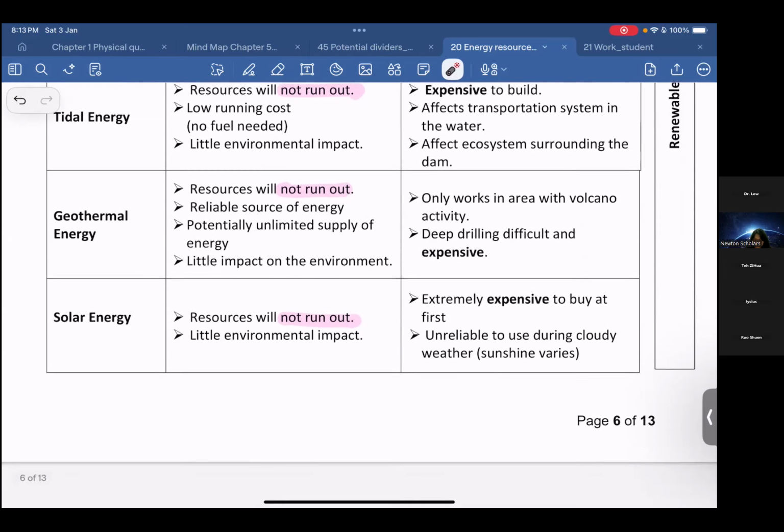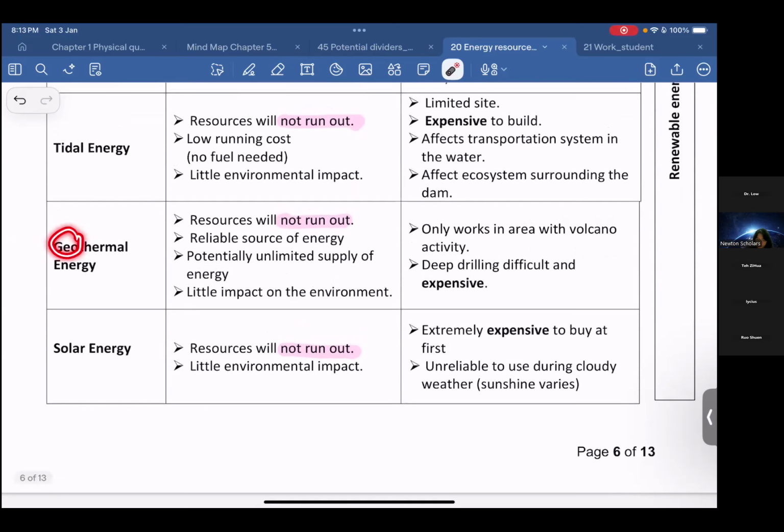Geothermal, geo is earth, thermal is heat. So here resources will not run out, reliable, because the heat they produce is available all the time, so it's reliable. Then potentially unlimited supply of energy, little impact on the environment. Limited site also, it only works in certain areas. Then it's expensive, the process is expensive.